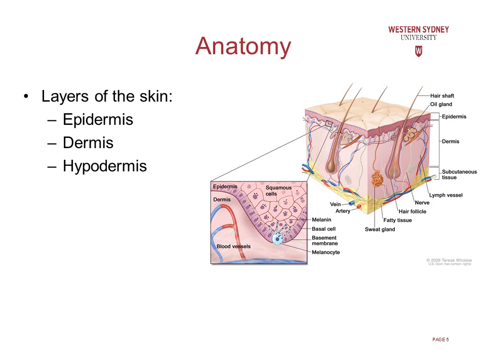Looking at the anatomy of the skin, it can be divided into three main layers. There's the epidermis, the dermis, and the hypodermis. The epidermis is the most superficial layer and is separated from the underlying dermis by a basement membrane.